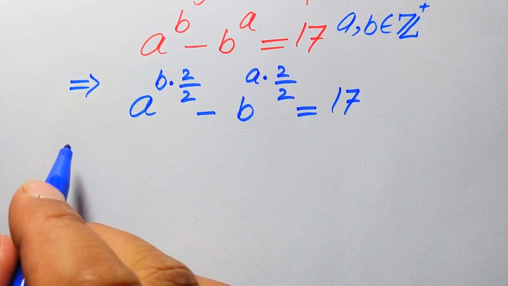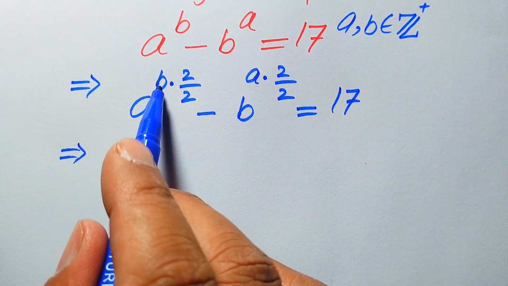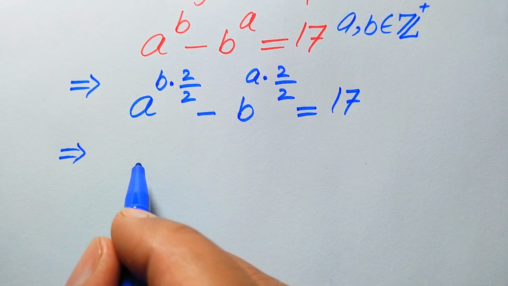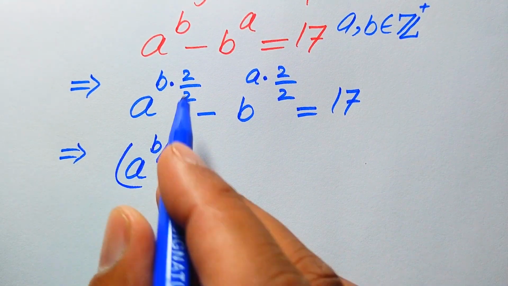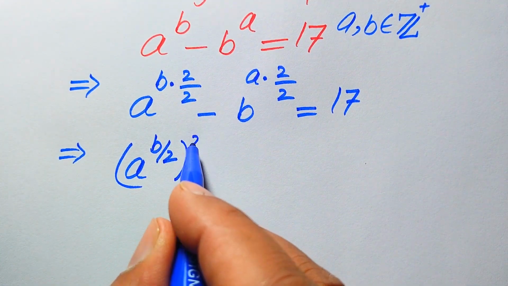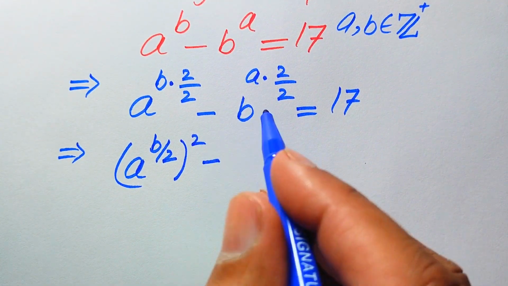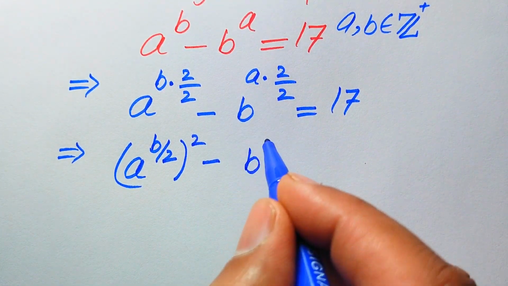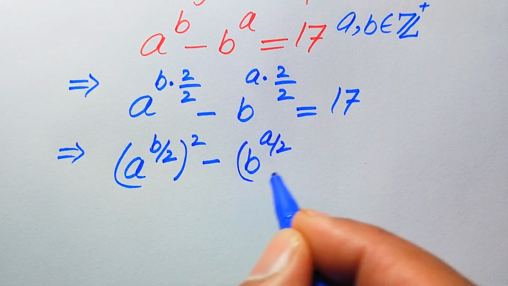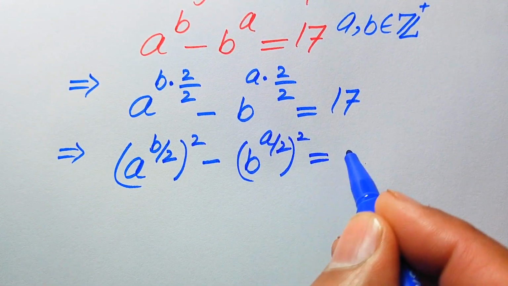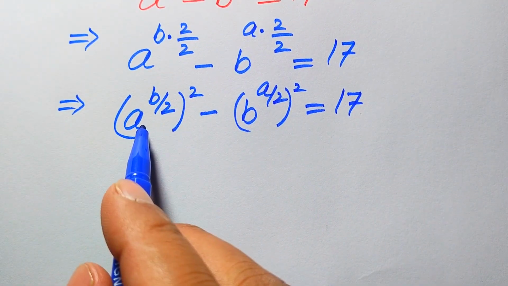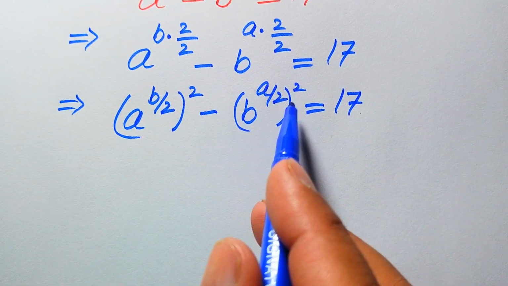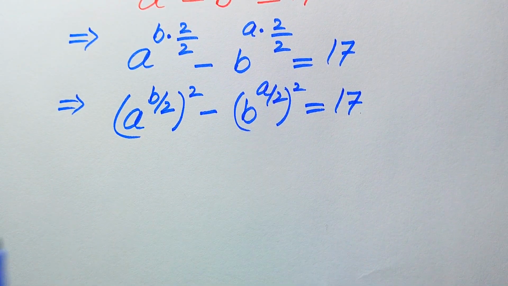And now in the next step, we write b multiplied by 1 over 2 as a to the power of b over 2, and we move the 2 outside the term, so it becomes a whole square. In the same pattern, we write this term as b to the power of a over 2, whole square, equals 17. Now you see that the base of this term is a to the power of b over 2. The base of this term is b to the power of a over 2.